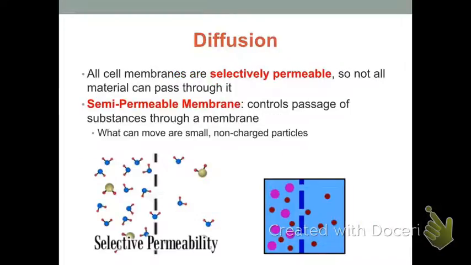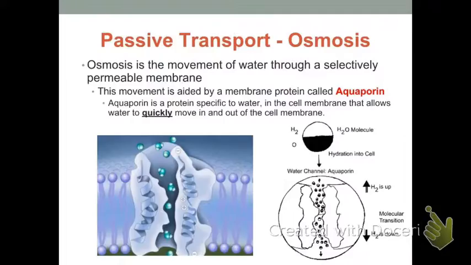So all cell membranes are selectively permeable, so not all material can pass through it. The semi-permeable membrane, which is what we call our cell membrane, controls passage of substances through the membrane. What can move are small, non-charged particles, and that's really important. Larger molecules and charged molecules have a hard time getting through that membrane, and that's where our other types of transport come in when we start talking about osmosis, facilitated diffusion, and our active transport.